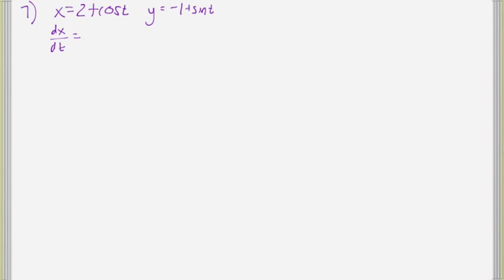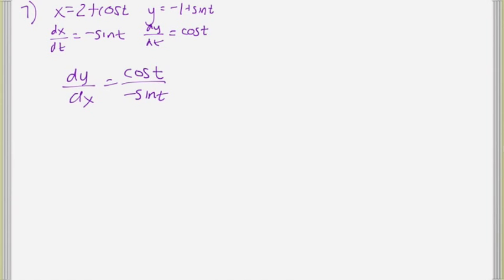So 2 is a constant, it'll go away, so this derivative is negative sine. And the derivative of the y, the negative 1 will go away, so the derivative is cosine. So our derivative is cosine over negative sine, and I'm going to leave it like that instead of simplifying that.